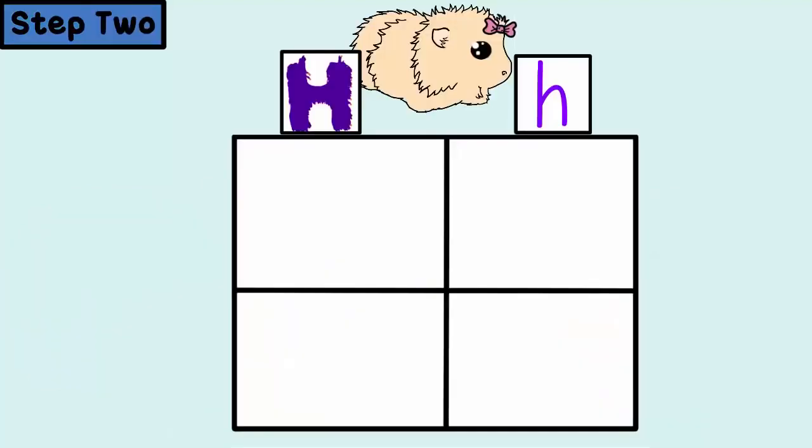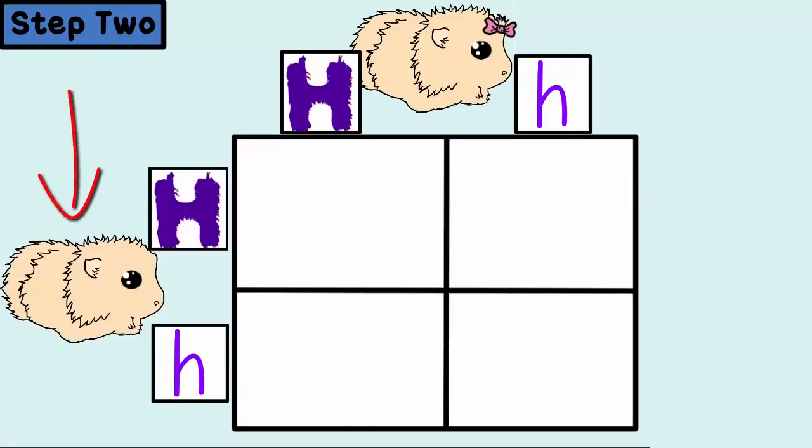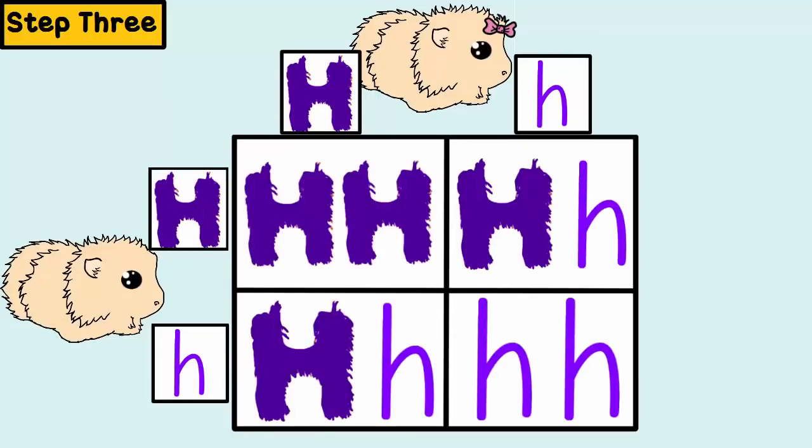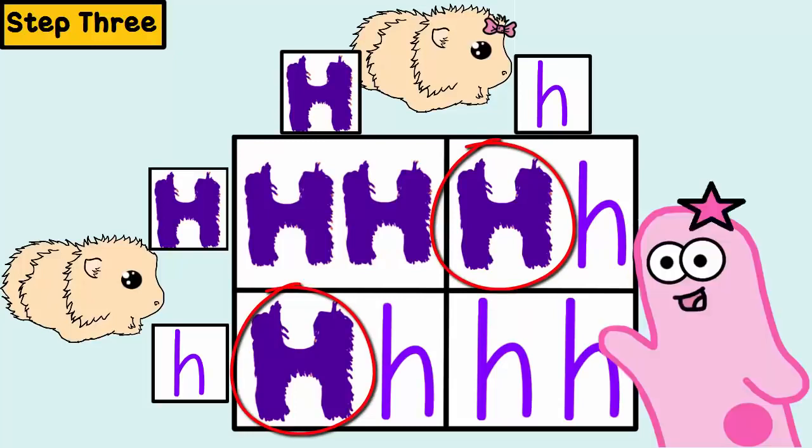Step 2, place one parent along the top of the Punnett square, outside of the boxes like this, and place the other parent along the left side of the square, outside of the boxes like this. Step 3, cross them. For formatting purposes, we always put the capital letter first. The results that you get in the squares would be the offspring, the babies.